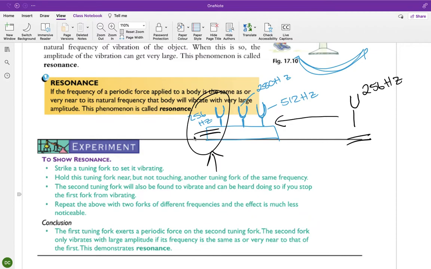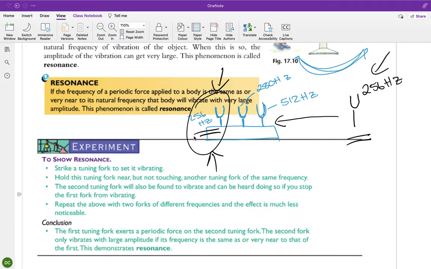What will happen is this one here will start to vibrate even though it wasn't vibrating before, because it has picked up the energy from this one out here. And that's a demonstration of resonance. The other two don't pick it up because they don't have the same natural frequency, but the one with the same natural frequency picks it up.